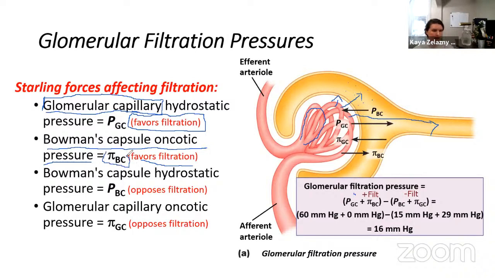Okay, and if we compare that against our other force for filtration, the Bowman's capsule oncotic pressure, or this pi BC, right? We know pi is for oncotic pressures, right? So that's our second term.